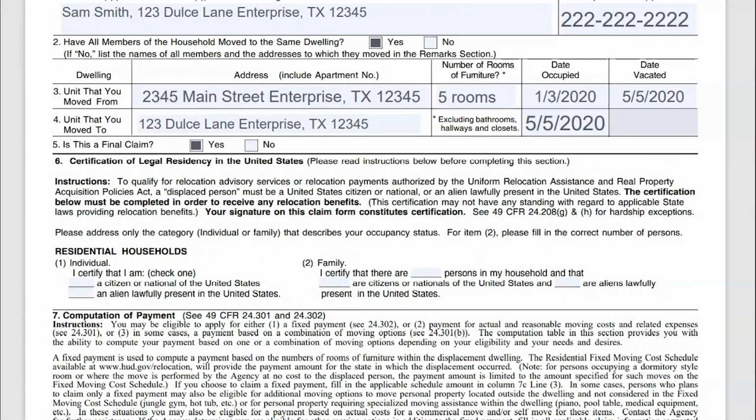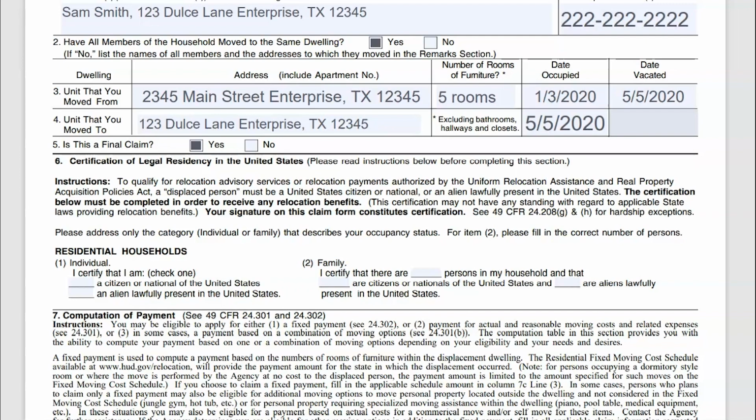Question number 6 is a self-certification that the household members are residents of the United States. To qualify for moving and related expense payments, the claimant must be a United States citizen or national, or alien lawfully present in the United States. The claimant will sign to certify their legal residency in the United States.